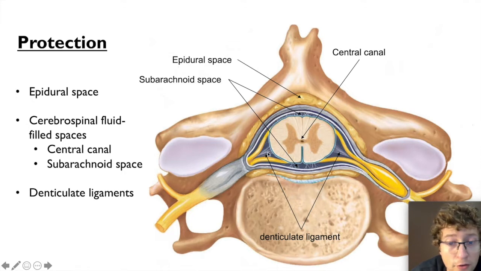And then the final structure are these little ligaments. So these are called denticulate ligaments. This is connecting pia mater to dura mater. So these are kind of like cables that are holding down a big tower. They're just stabilizing the spinal cord in the center of the vertebral canal.